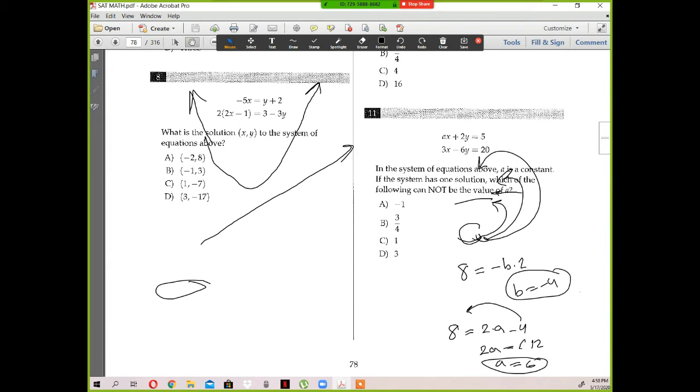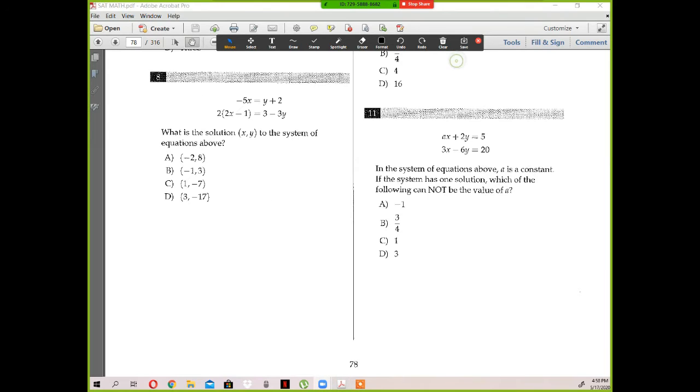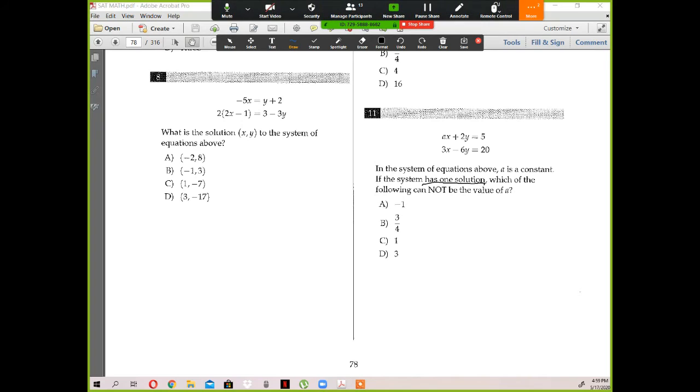Okay. And these are identical to the others. Maybe let's solve question number 11. Let's read it. In the system of equations above, a is a constant. If the system has one solution, which of the following cannot be the value of a? So if there is no solution, that means the ratio of the coefficients of x should be equal to the ratio of the coefficients of y, and these two should not be equal to the ratio of the constants.